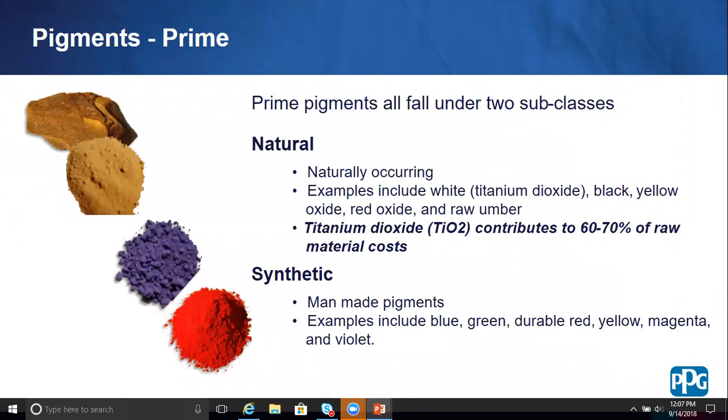Titanium dioxide contributes to about 60 to 70% of your raw material cost. And the reason for that is that the titanium ore coming out of the ground isn't white. And there's very few places around the world where titanium ore exists. So they have to go through a lot of chemical processing and cleaning to get it to that white titanium additive that we get when we're making paint.